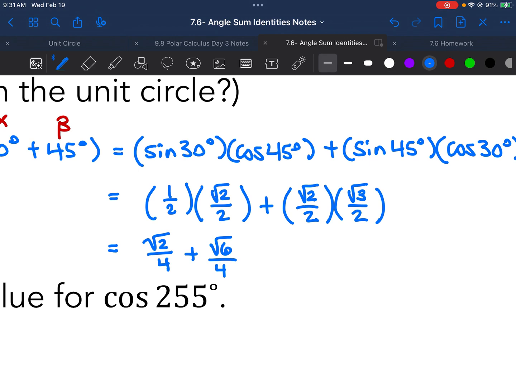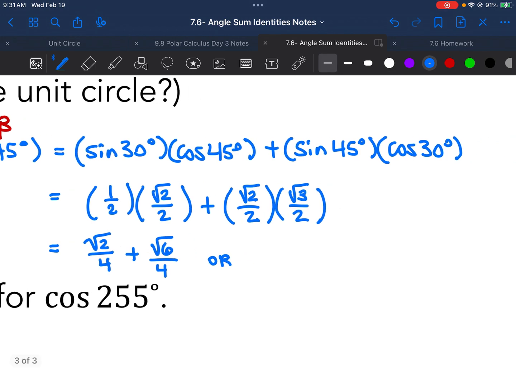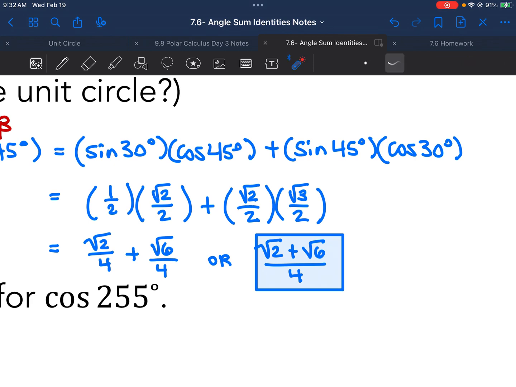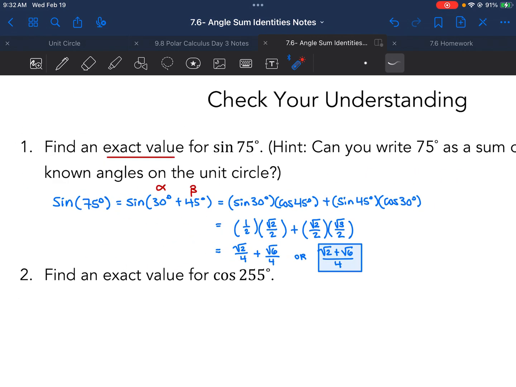And you can leave it like that technically if you wanted to, but notice that they both have the same denominator of 4, so you can combine these into a single fraction. Square root of 2 plus square root of 6 all over 4. And by the way, square root of 2 plus square root of 6 is not square root of 8. You cannot add or subtract square roots together unless they have the exact same number under the square root. All right.